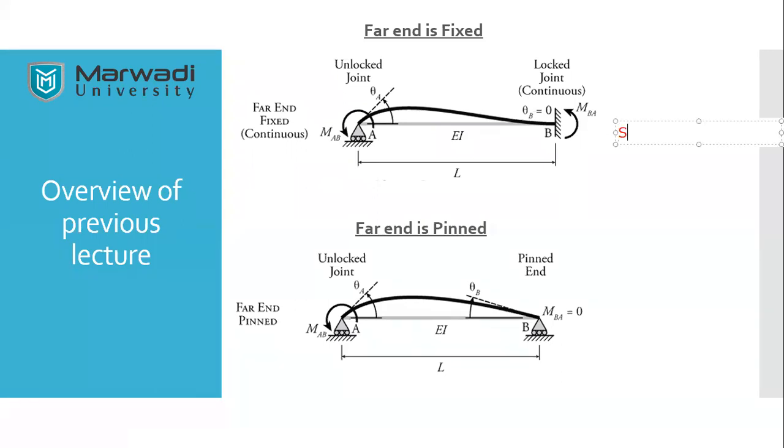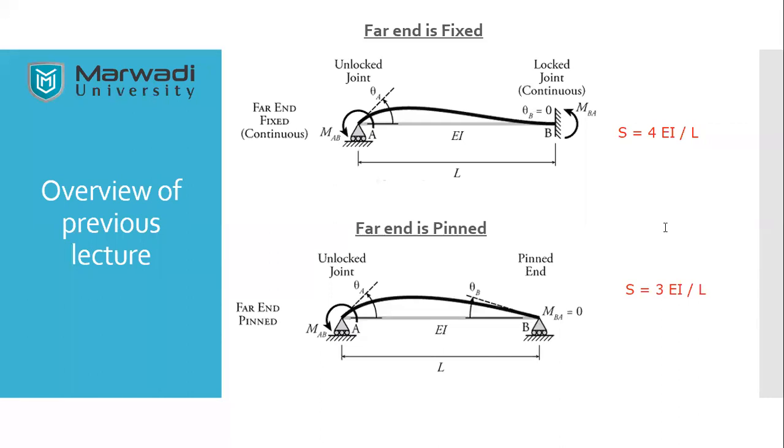Here the stiffness will be 4EI divided by L, and here my stiffness will be 3EI divided by L. And how this value came, if you want, you can refer to the previous lectures. So you will get a clear idea.